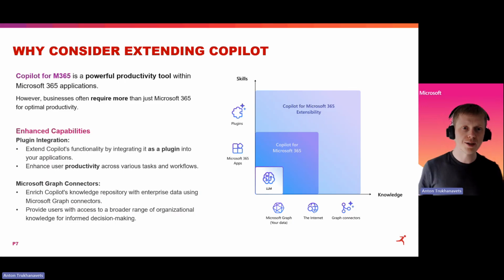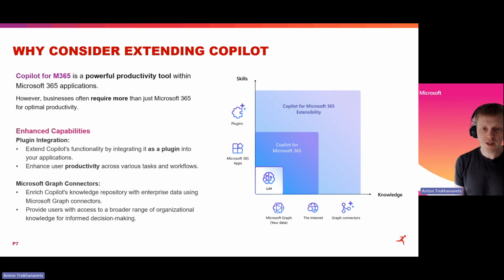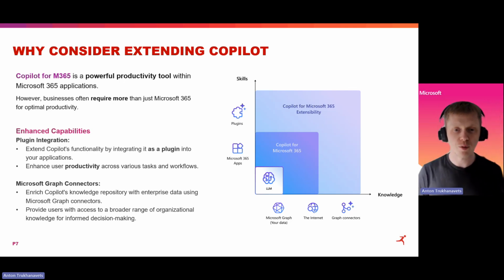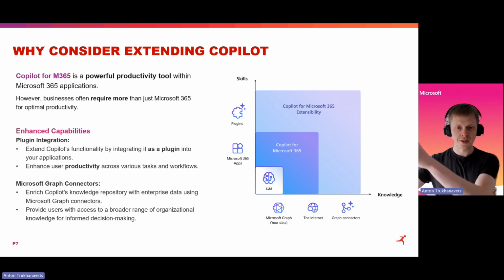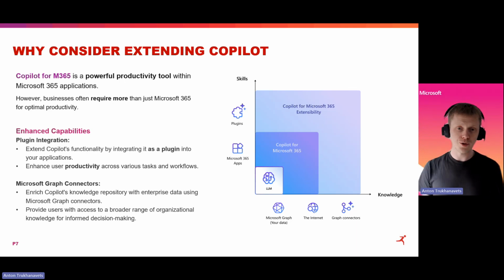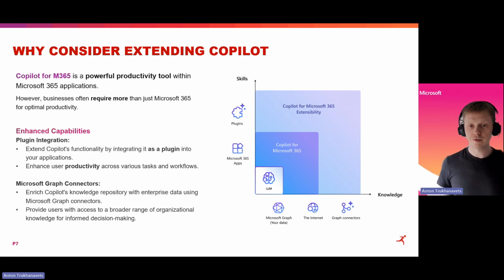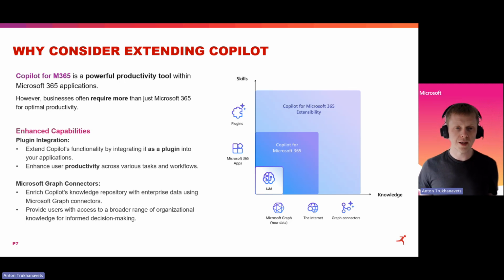Okay, so why consider extending Copilot? When I'm saying Copilot here, I mean Copilot for Microsoft 365 in the first place. As you probably know from our previous webinars, Copilot works by grounding your prompts and grounding the LLM in the context of your data using Microsoft Graph. Microsoft Graph has access to all the data in your tenant, but the important bit here is in your tenant. So if you have your data in M365, Copilot can work with it, if it's indexed, of course, and not excluded from the index.